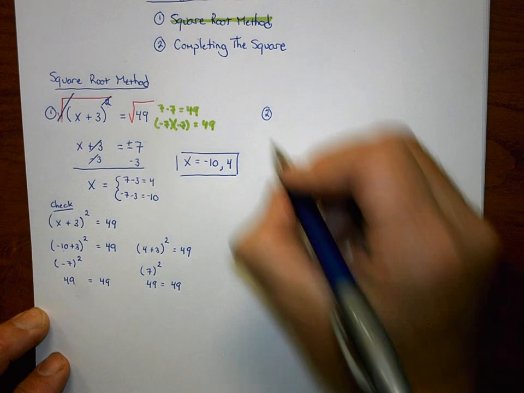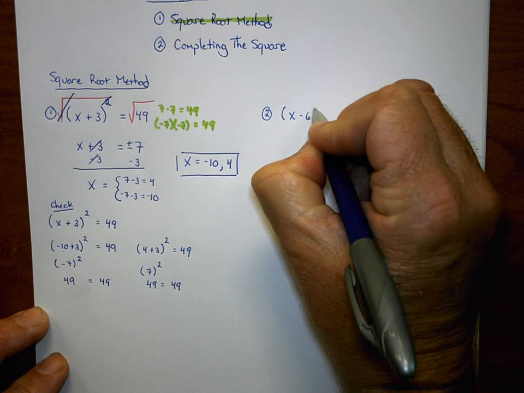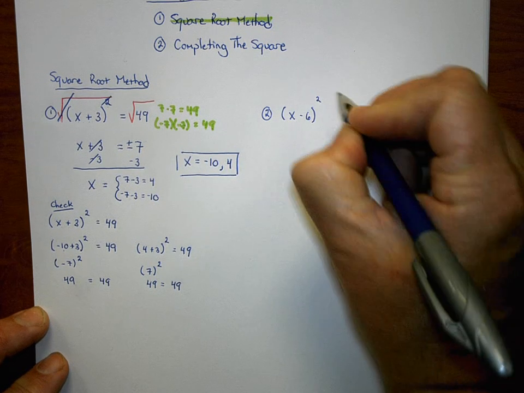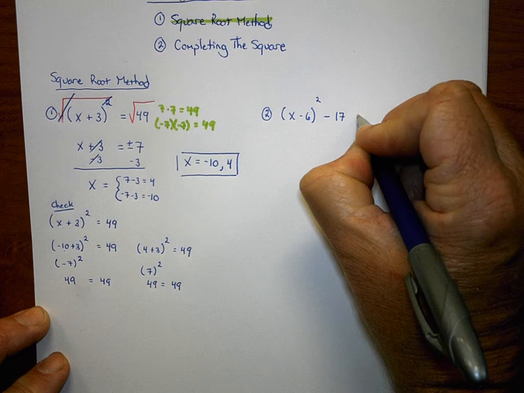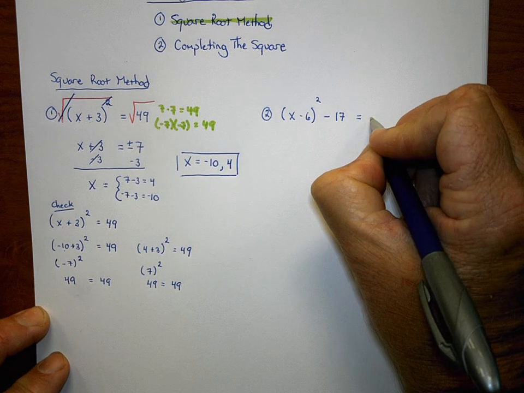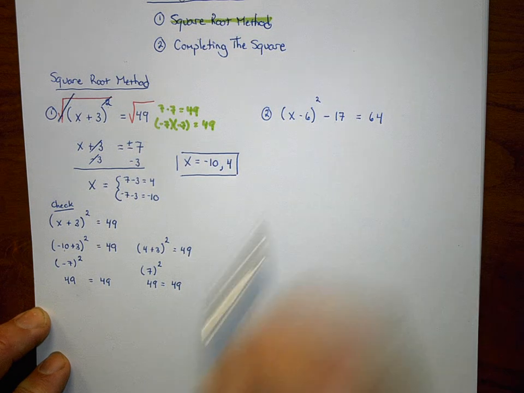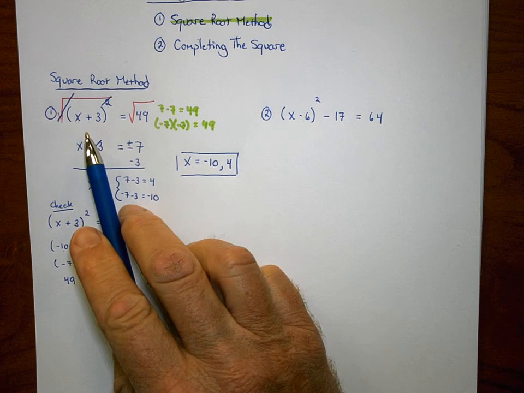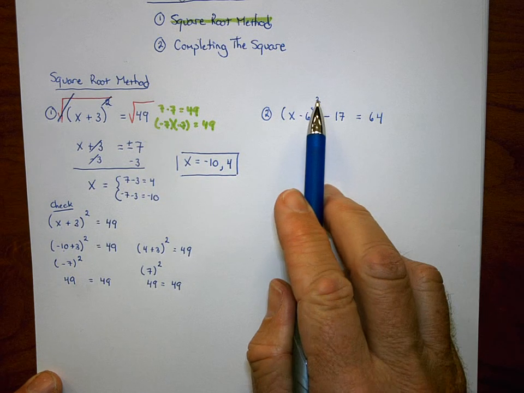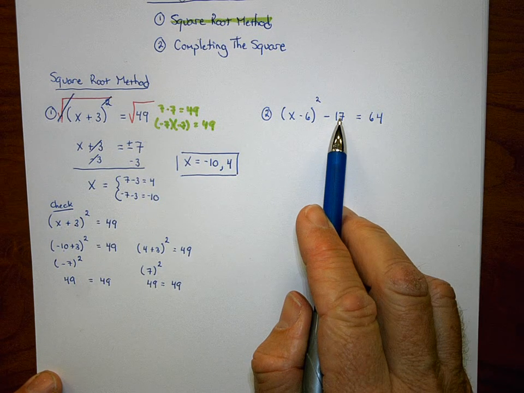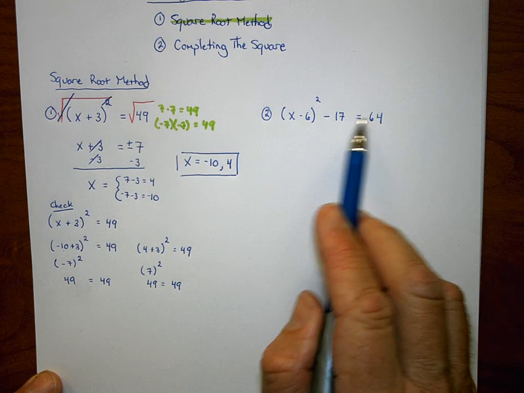Okay? Number 2. Let's say we have x minus 6, quantity to the second power, and then we have a minus 17, and then that is equal to, let's go ahead and make it equal to 64. Okay, so in this problem, you can see that just like in number 1, we have a quantity to the second power, but we have this minus 17 after the quantity to the second power, and it's equal to 64.